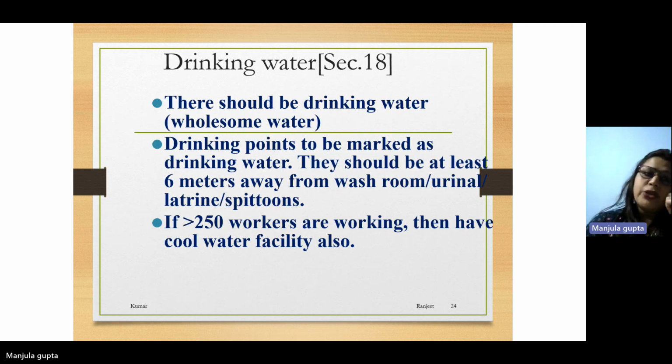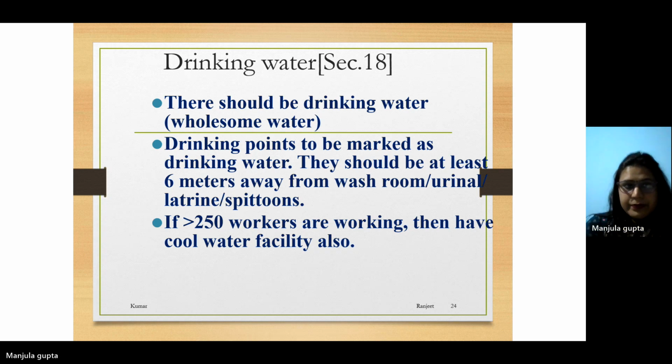Then drinking water. There should be drinking water, wholesome water. It's a very important provision under section 18. Drinking points to be marked as drinking water. They should be at least 6 meters away from washrooms, urinals, latrines, spittoons. If more than 250 workers are working, then have a cool water facility also.